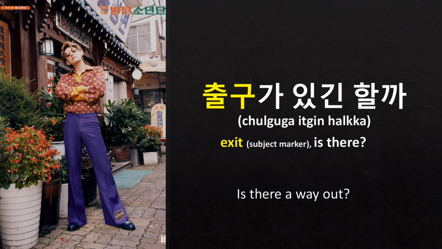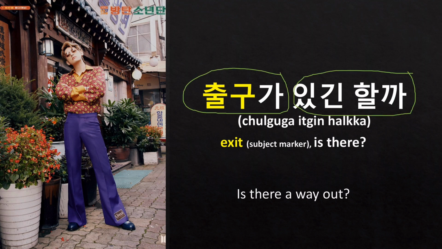Okay, so the second phrase is 출구가 있긴 할까? 출구 means exit. 가 is a subject marker. And 있긴 할까 means could there be? Is there? So 출구가 있긴 할까 means is there a way out or could there be an exit?